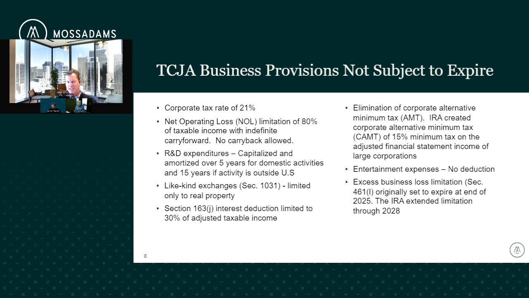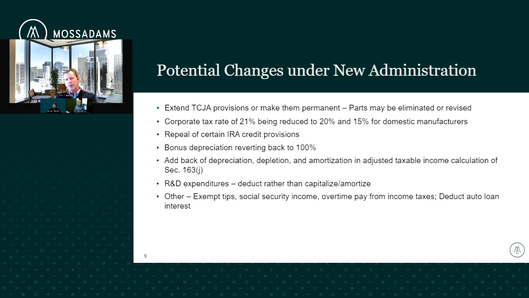Part of the TCJA eliminated the regular corporate AMT that we saw. There's currently, as part of the IRA, a corporate AMT, but it's for very large corporations. It's a 15% minimum tax on a 3-year average of adjusted financial statement income, and that's, I think, $1 billion or more. So it doesn't hit many of our clients, but it's there. Then there's the permanent disallowance of entertainment expenses. And then, as I mentioned, the 461(l) limitation, it's not necessarily permanent, but it did get pushed out to 2028. So these are some of the things to think about with the TCJA.